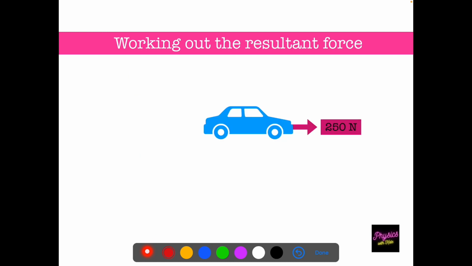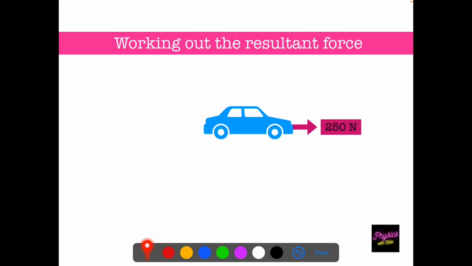So there we go. We've now condensed all those forces acting on the car into one 250 newton force, and it is acting forwards on the car. And this will allow us then to calculate the acceleration of the car if we know its mass.